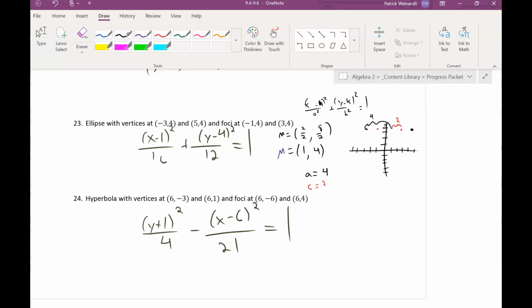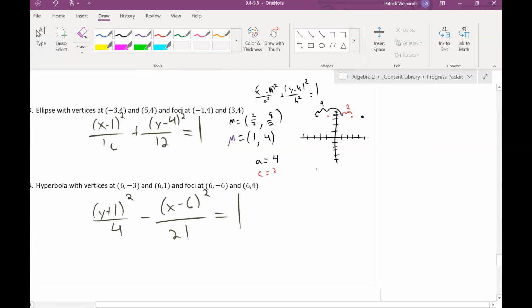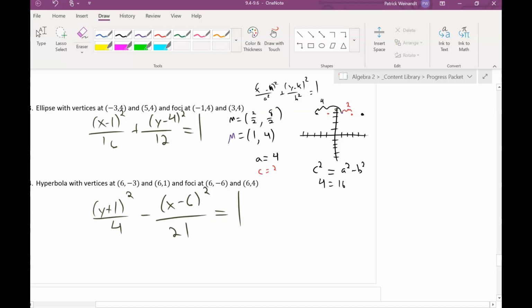So plug these into our equation for an ellipse. We know c squared is going to equal a squared minus b squared for an ellipse. Plug in your values. So c squared, that's 2 squared, that's 4, equals 4 squared is 16 minus b squared. Subtract 16 from 4, you get negative 12. Divide by negative, you get 12 equals b squared.